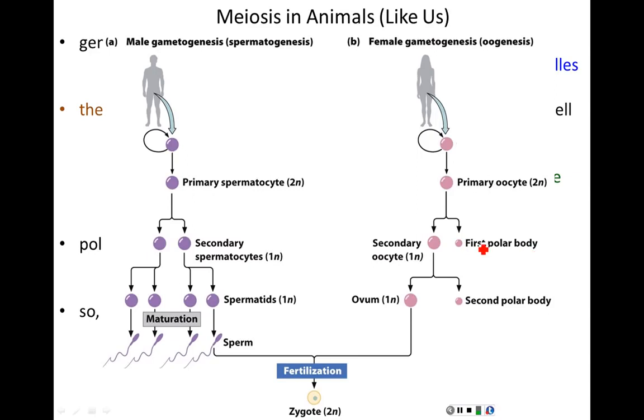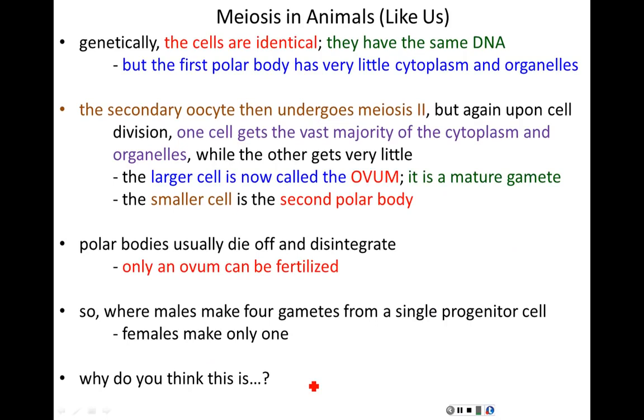You can see here the unequal division. Here's the first polar body, it's much smaller. Here's the second polar body, it's also much smaller. Here's the single ovum that came from our single progenitor cell. Here are the 4 spermatids that mature into sperm. And of course, when sperm and egg fuse, we have a fertilized zygote that is diploid. That's our new human being.